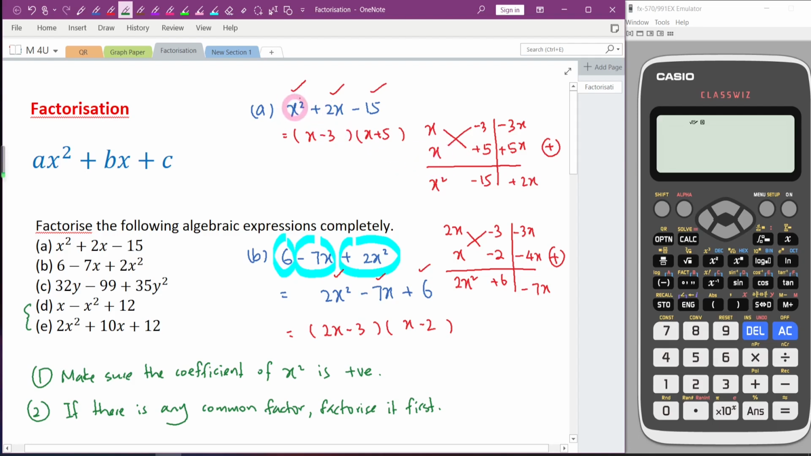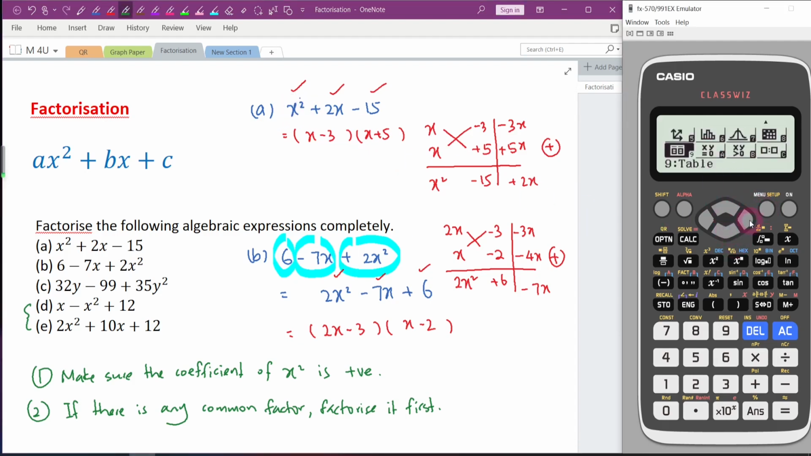Now, this x squared is positive, so we can use our calculator. Press the menu and go for equation. Polynomial. Okay, degree 2. 1, positive 2, negative 15. 1 equal. So positive 2, you don't have to key in the positive sign because we already have a positive sign over here. We just need to key in 2. Press equal. Negative, we need to key in negative. Negative 15 equal. Equal again.